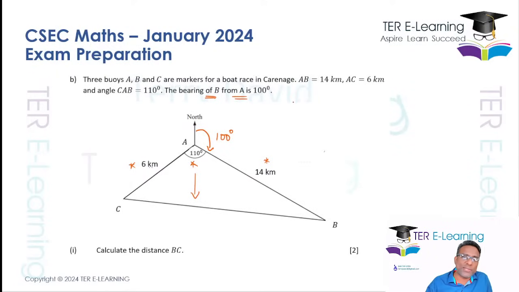Now, what I taught my class is that you need to remember not just the learning of the rule, but you need to know exactly what you're going to do when you're writing out the rule. So the side opposite the angle is BC. So you're going to say BC squared is equal to 6 squared plus 14 squared, minus 2 times 6 times 14 multiplied by cosine 110, right? So this is the best way to learn it off.